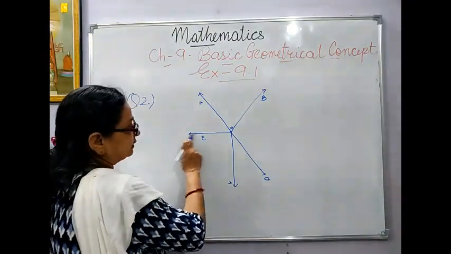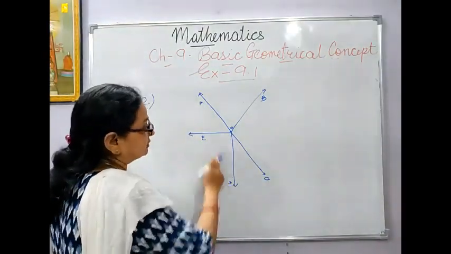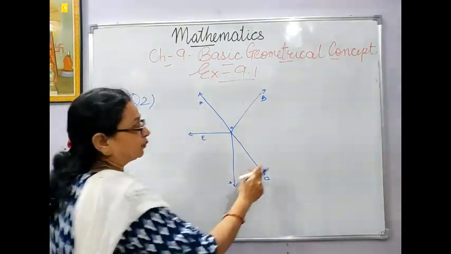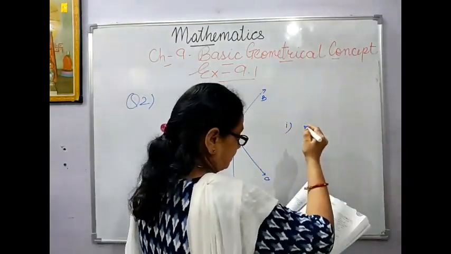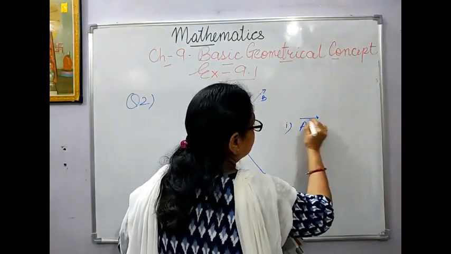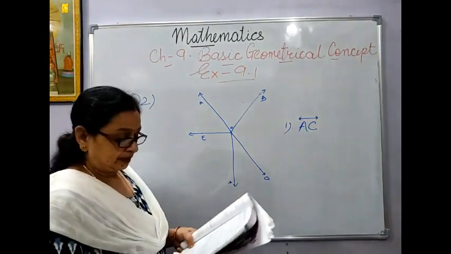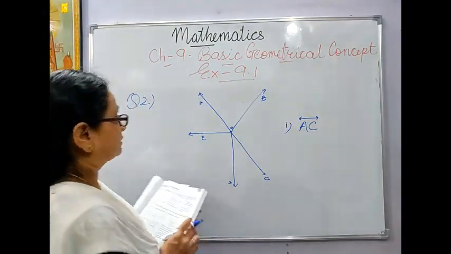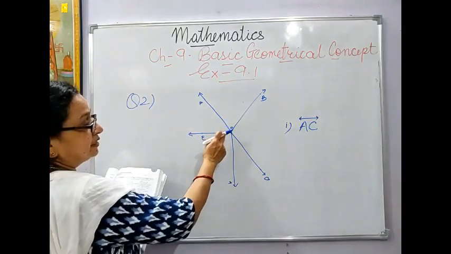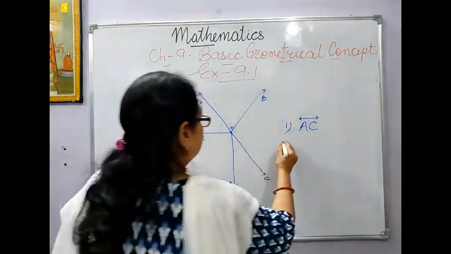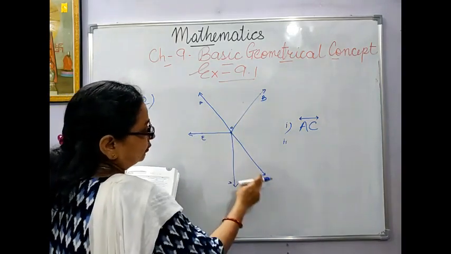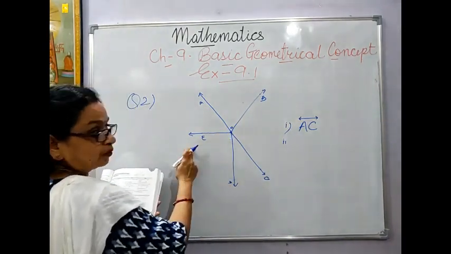See, which is line? Can this be line? No. This is your line. Okay? 2 endpoints. So in the first, your answer is AC. And how do you represent a line? Like this. Then all rays. Ray means there will be one initial point and that initial point will be your first letter. The second will be, so one ray is OA, OB, OC, OD and OE.